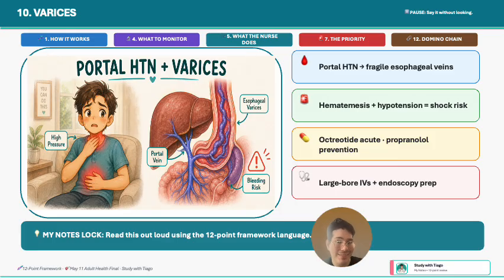Medications may include non-selective beta blockers like propranolol for prevention in some patients and octreotide during acute variceal bleeding to reduce portal pressure. An endoscopy and banding may be needed, right? So nursing priorities are IV access, vitals, labs, blood products as ordered, airway awareness, and preparation for urgent intervention. Okay? Think of it like this. Varices are overfilled balloons in the esophagus. If one pops, the patient can bleed fast.